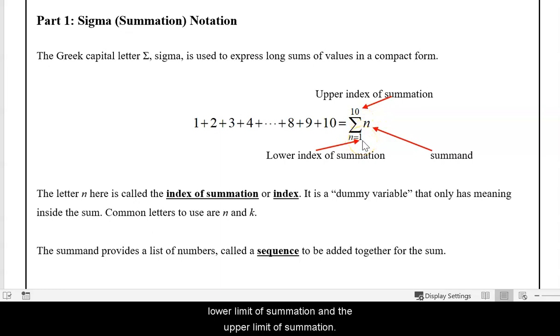The numbers that are generated by allowing the index of summation to take on the numbers between the lower limit of summation and the upper limit of summation generate a list separated by commas called a sequence. In other words, if I were to write 1, 2, 3, 4, those are the numbers generated by this notation. The sigma means to add those numbers together.